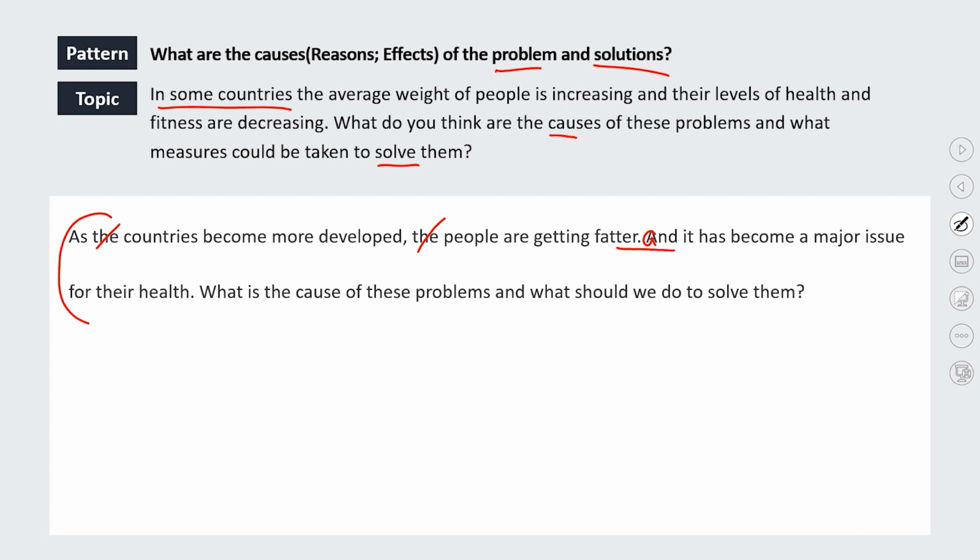Okay, what is the cause of these problems and what should we do to solve them? These are some of my least favorite sentences to read in an introduction. Because what are you doing? You're repeating from the question. This is a repeat of the start up here. You've not told me your opinion. You've not given me subtopics. You've not told me what you're going to talk about. So what's the point of the sentence?